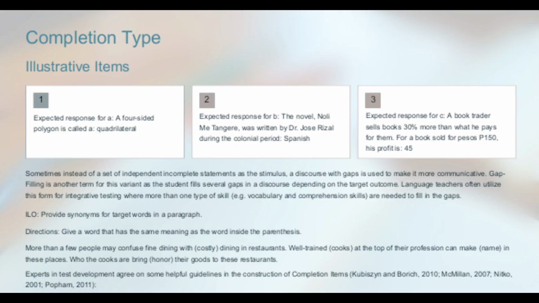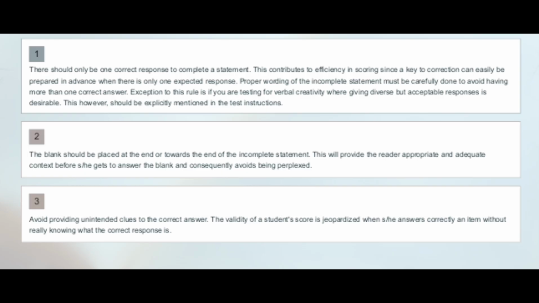Example 2. The expected response for the novel Noli Me Tangere, written by Dr. Rizal during the colonial period, is Spanish. Example 3. A book trader sells books 30% more than what he pays for them. For books sold for 150 pesos, his profit is 45 pesos. And there should be only one correct response to complete a statement.